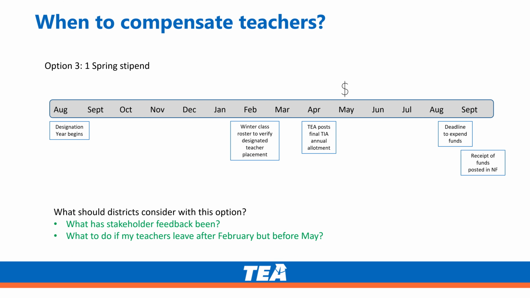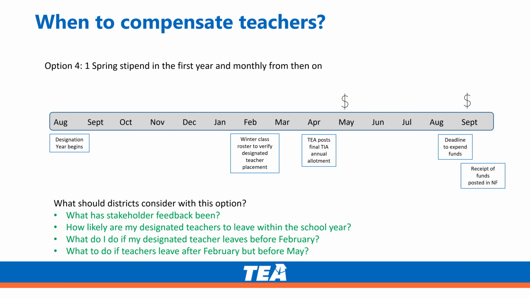In this option, the district has decided to pay in one spring stipend in May. In this scenario, the district should consider first, what has stakeholder feedback been, and what do they do if teachers leave after February but before May? In this final option, the district has decided to pay in one spring stipend for the first year and monthly stipends from then on. In this scenario, the district should consider the following.